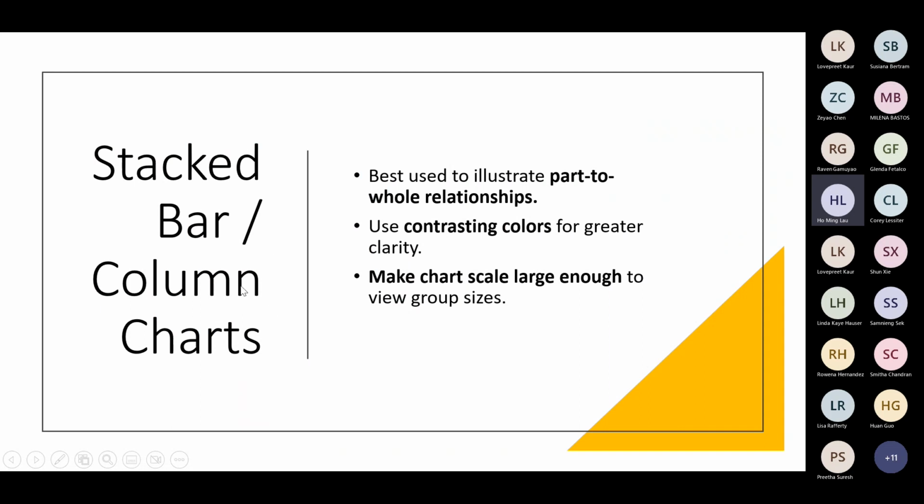For stacked bar or column charts, best used to illustrate part to whole relationships, mostly like percentages. For percentages, you use stacked bar or column charts. And also use contrasting colors for greater clarity, and also remember the inclusiveness principle. And also make chart scale large enough to view group sizes. Make sure that the sizes that you are displaying make sense to the viewers.